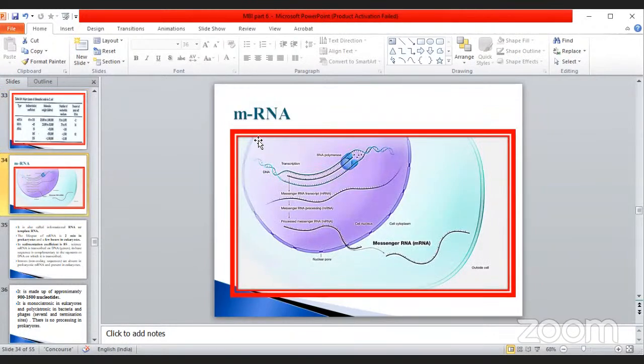See here, how the mRNA molecule comes about. This is the structure of the nucleus. The nucleus is here, outside is here, and this is the inside. This is the nuclear pore. The mRNA molecule is synthesized by transcription. This is the DNA molecule, which produces the single-stranded RNA molecule. After the formation of the single-stranded RNA molecule, it carries the message. That's why it is called messenger RNA. It comes from the nucleus to the cytoplasm through the nuclear pore.